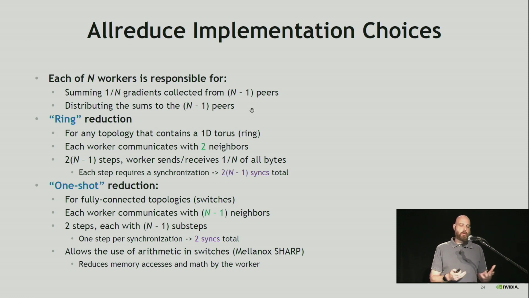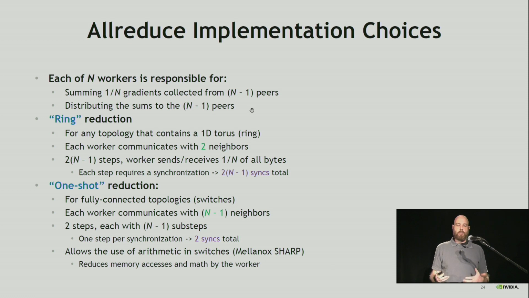So there's ring reduction. It's designed for any topology that contains a ring. So in this particular case, each worker communicates with 2 of its peers. So let's say neighbor to the left, neighbor to the right. And you will have 2 times n-1 steps. And in each step, the worker receives some data from a neighbor, let's say on the left, carries out some operation, and passes on the result to the neighbor on the right.